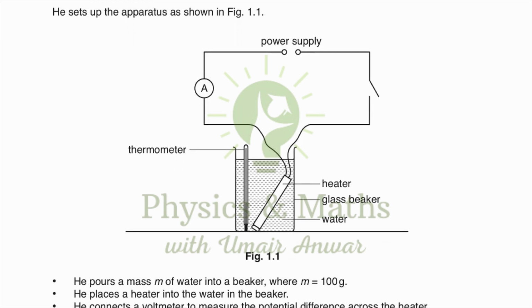So in this apparatus, we can see that a power supply is being used. There is a switch present over here which connects and disconnects the power supply and the current in the circuit. There is an ammeter here to measure the flow of current, and then we have a heater in the water, and then we have a thermometer over here to measure the temperature of the water in this beaker.